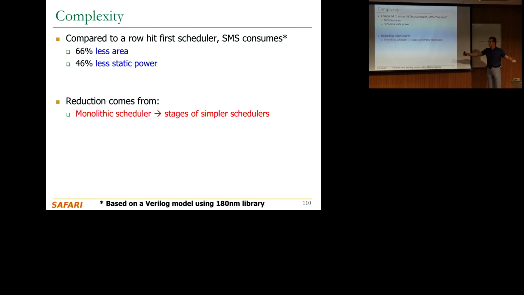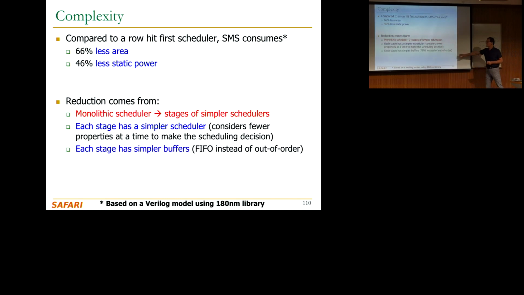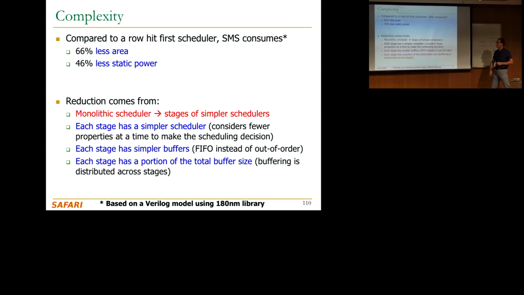As opposed to a huge monolithic scheduler, you have stages of simpler schedulers. Each stage also has a simpler scheduler because it considers fewer properties at a time to make the scheduling decision. And each stage has simpler buffers, basically. The first stage has FIFO buffers, and the last stage also has FIFO buffers. The first stage is not exactly FIFO because you need to accumulate accesses to different rows. You just need to keep track of which rows are there. And each stage has a portion of the total buffer size. Buffering is actually distributed across the stages, as opposed to being monolithic.